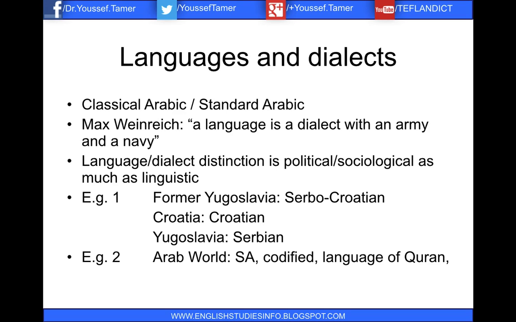But then, after independence, there was the call to reject French. You have heard about the Arabization process. After independence, they started the Arabization process. And why? Because they wanted to reject French and adopt standard Arabic. So you see here that the reasons are sociological. Yes, there is something related to literature, etc., but it's mainly sociological and political.